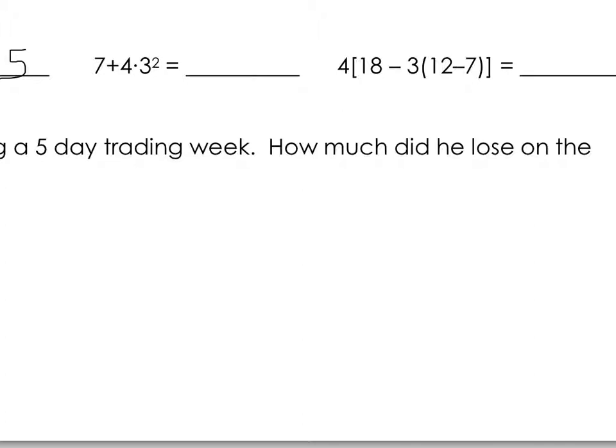7 plus 4 times 3 squared. We have to do the exponent first. 3 squared is 3 times 3, which is 9. We have to do the multiplication next. 7 plus 36, that's 43.